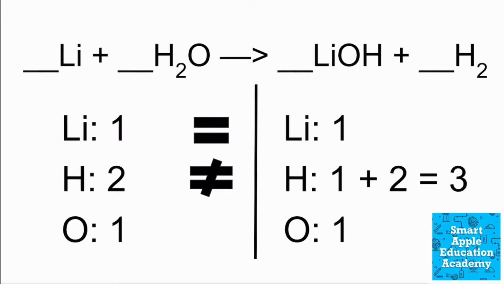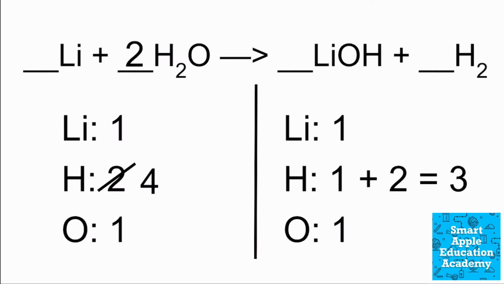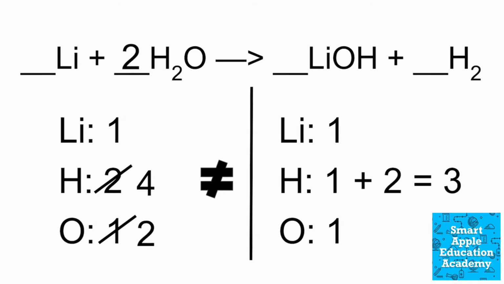Well, we can put a coefficient in front of H2O, and that coefficient is 2. So that 2 is distributed to the H2 and the O, so there are now 4 hydrogens and 2 oxygens. The lithiums are still equal, however, the hydrogens are not. We have 4 hydrogens on the left side and 3 hydrogens on the right side, so we still need to make these numbers equivalent. How do we do that?